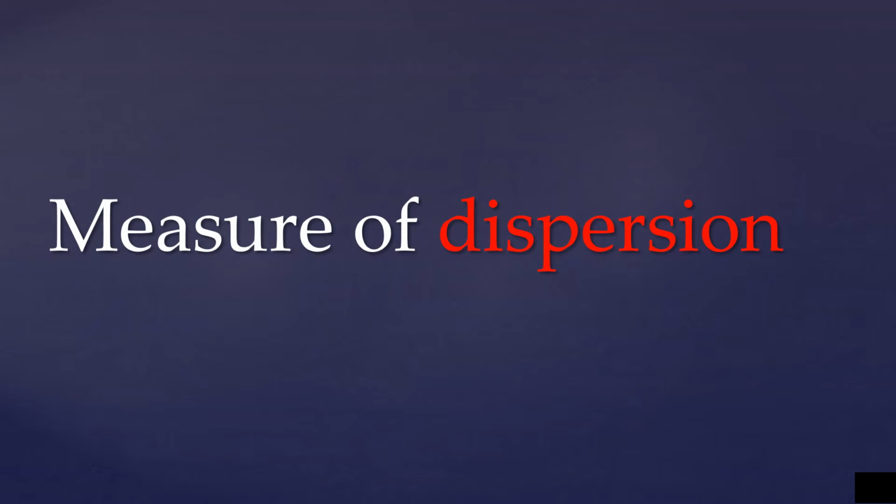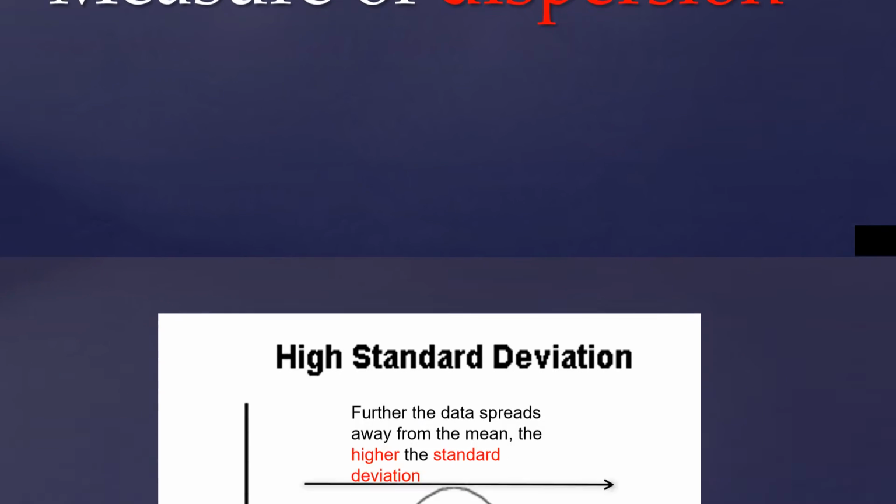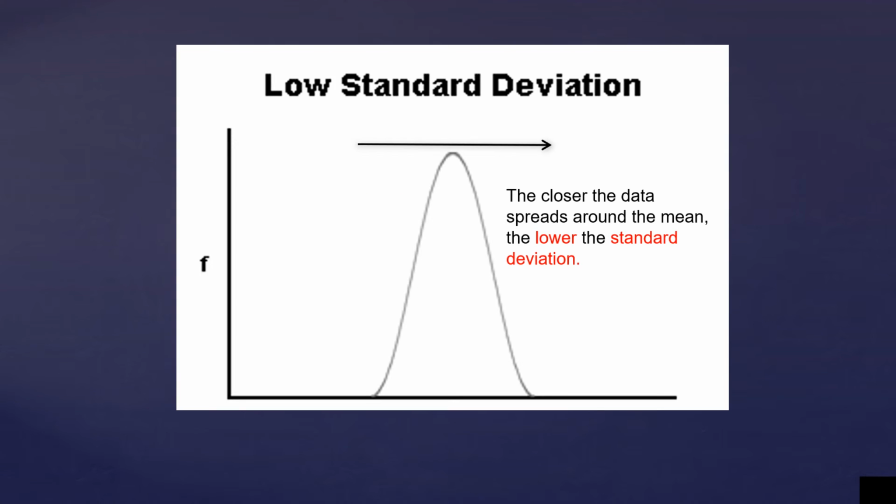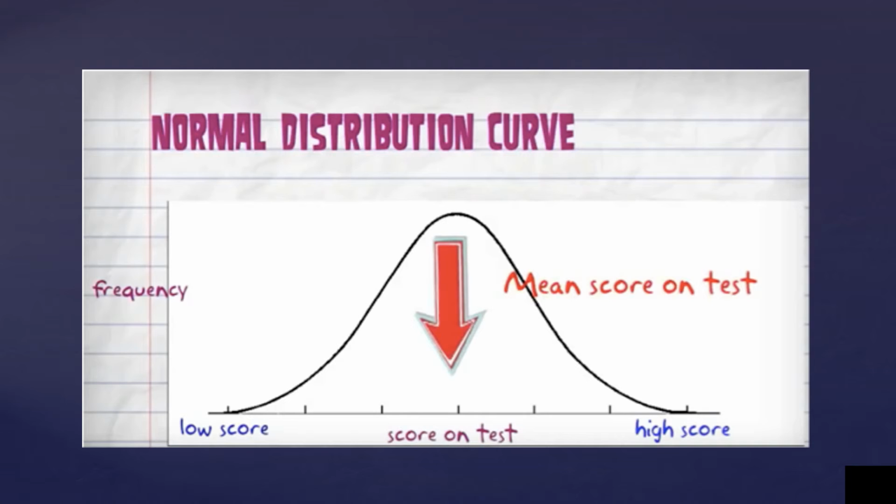This tells us that standard deviation is a measure of dispersion, which measures how spread out the data is from the mean. The further the data spreads away from the mean, the higher the standard deviation. The closer the data spreads around the mean, the lower the standard deviation. Therefore, by looking at this example, this graph indicates a high standard deviation due to the students' scores being spread out away from the mean, with few individuals achieving very high or very low scores on the test.